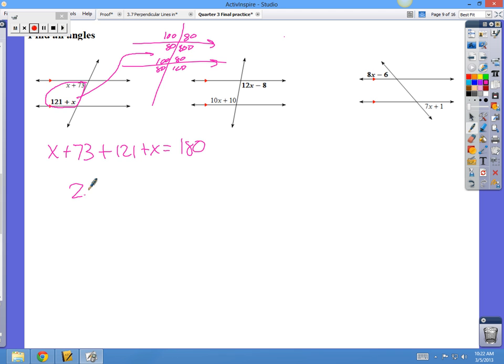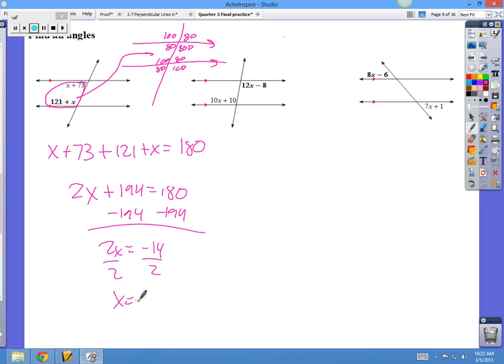So do your math, and you got 2x plus 194 is 180. So subtract 194 from both sides. You got 2x equals negative 14. Divide by 2. You calculate x to be negative 7. But then you have got to plug x in.